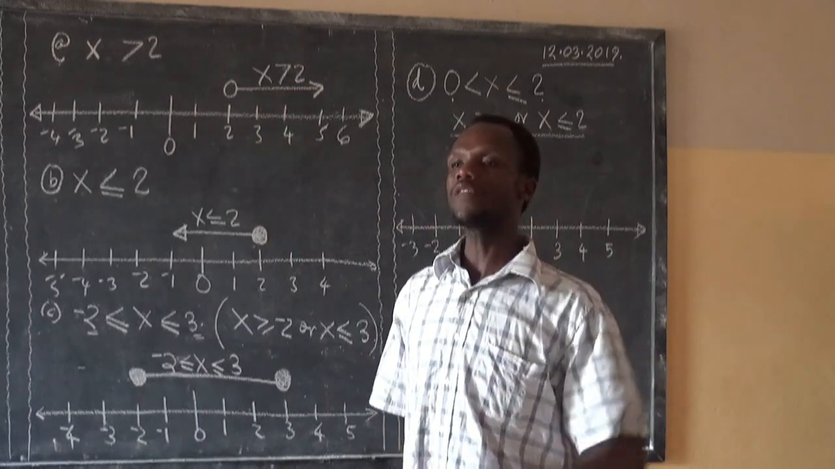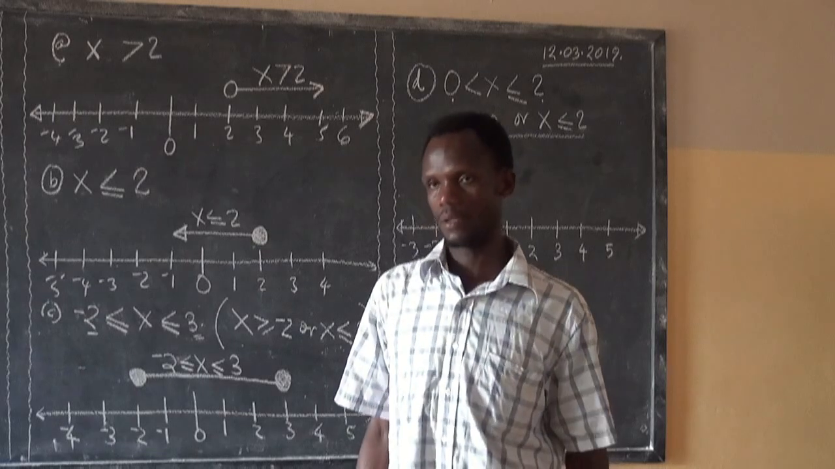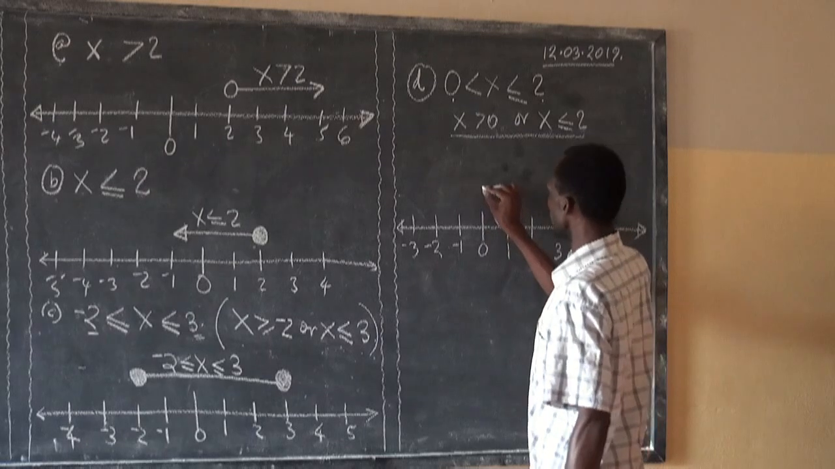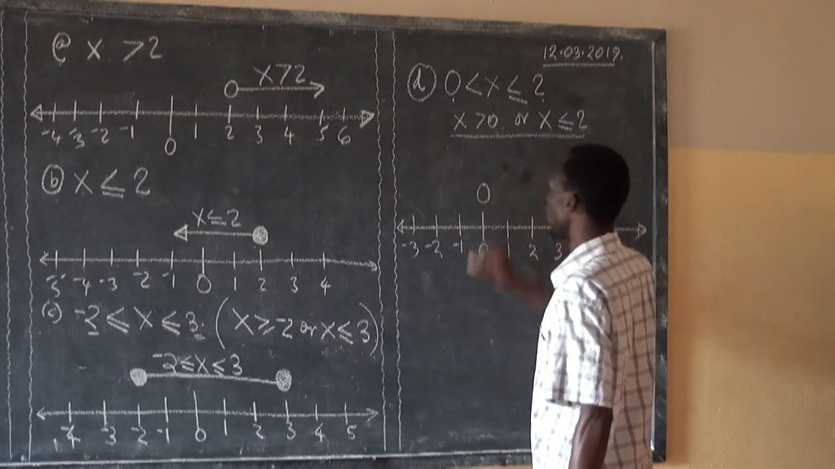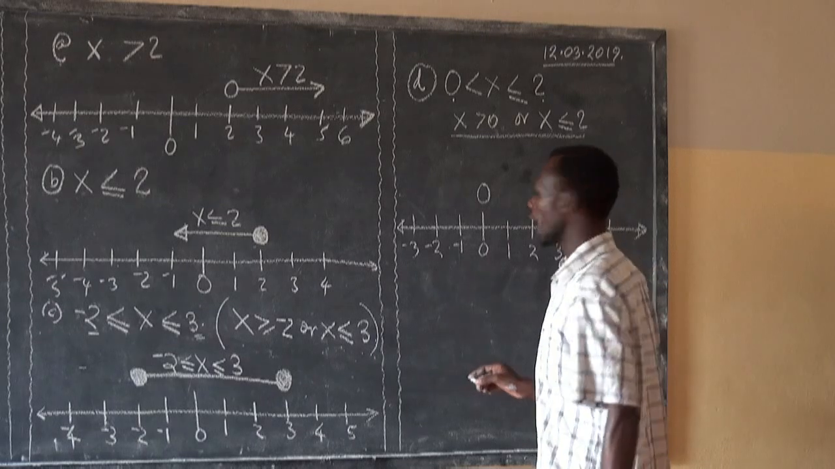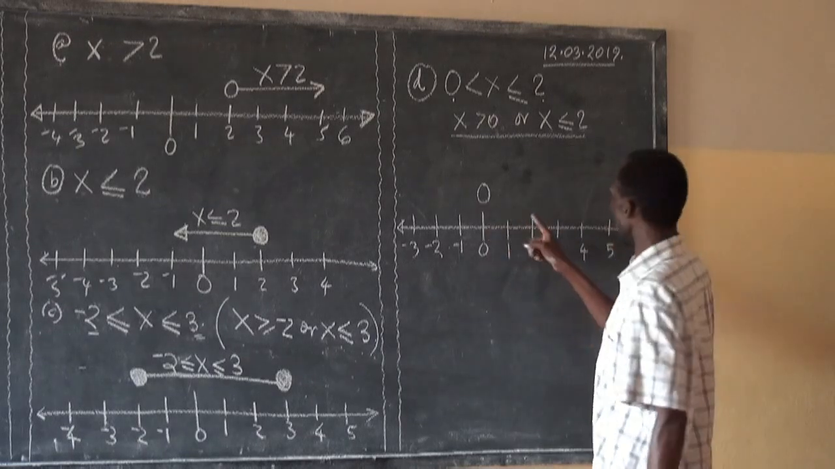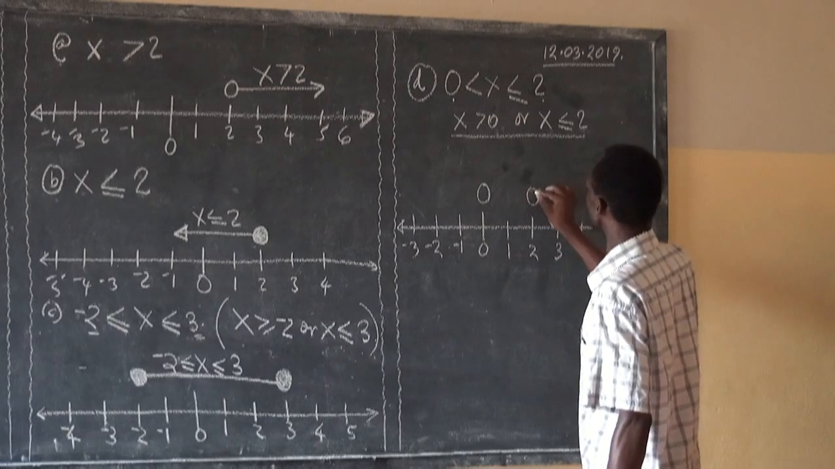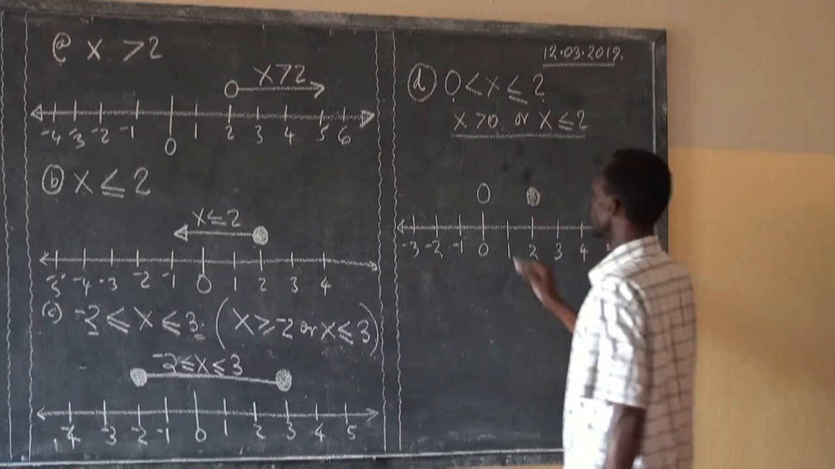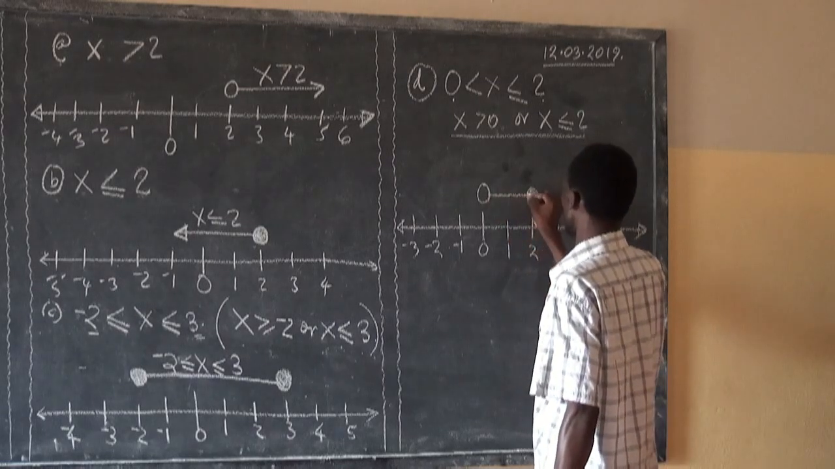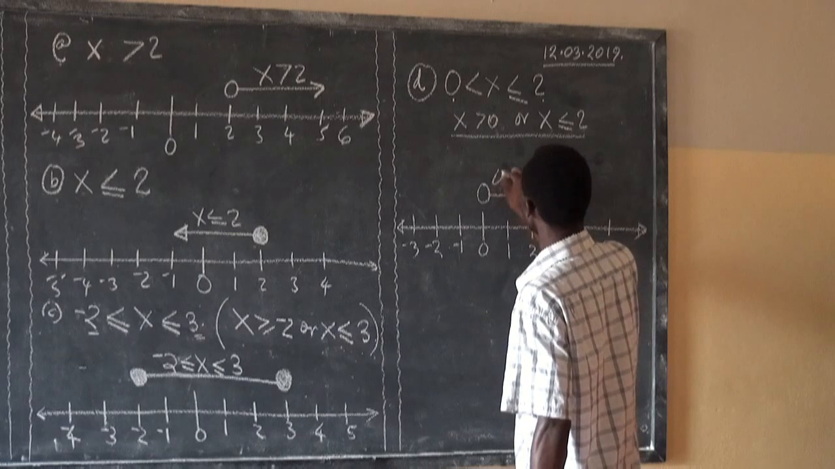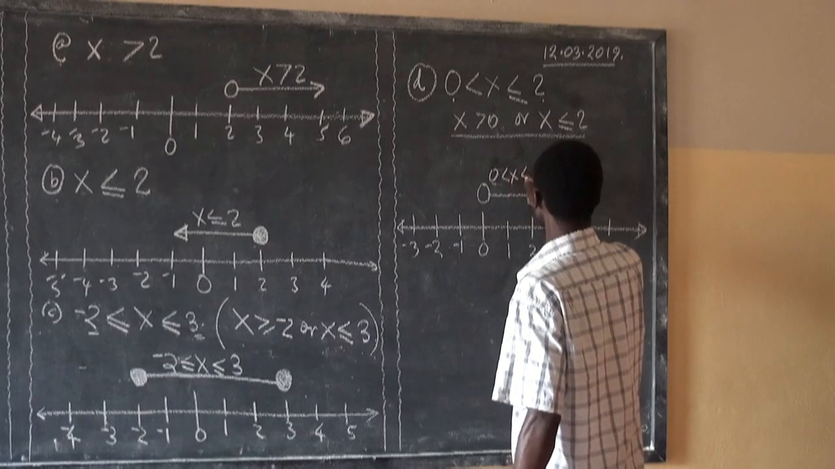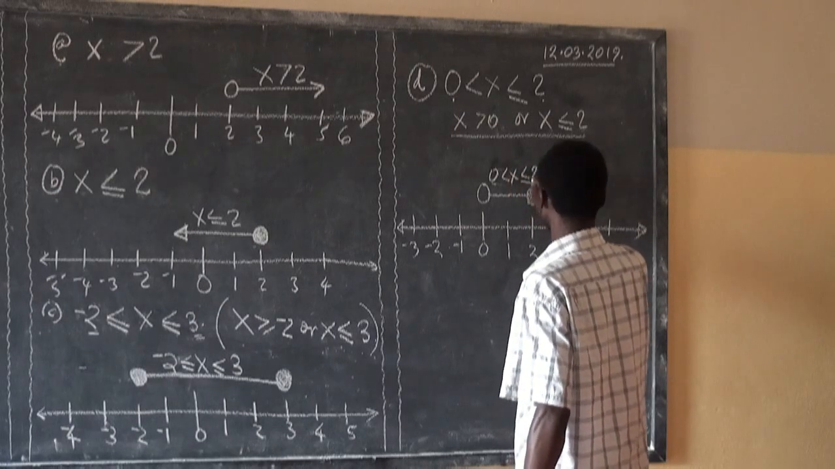Now, how do we show this using a number line? This is the way we show it. Now, 0 is there, but 0 is not included. And now we're talking about 0 and 2. Right here, 2 is here, but 2 is included. Now, definitely we join it. Now, this is 0 is less than x, and x is less than or equal to 2.